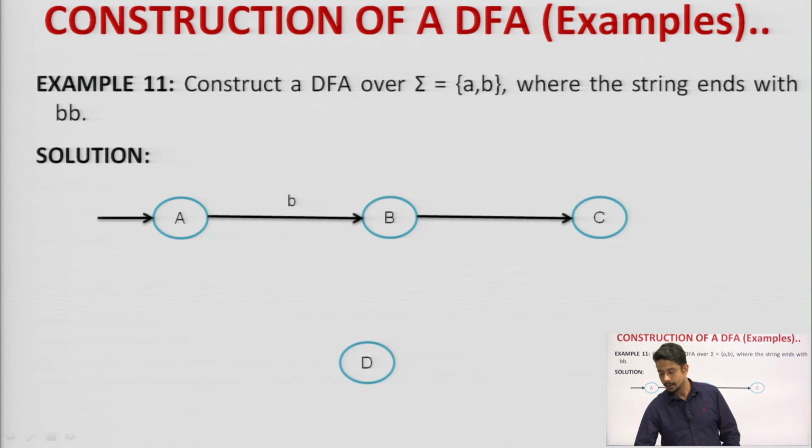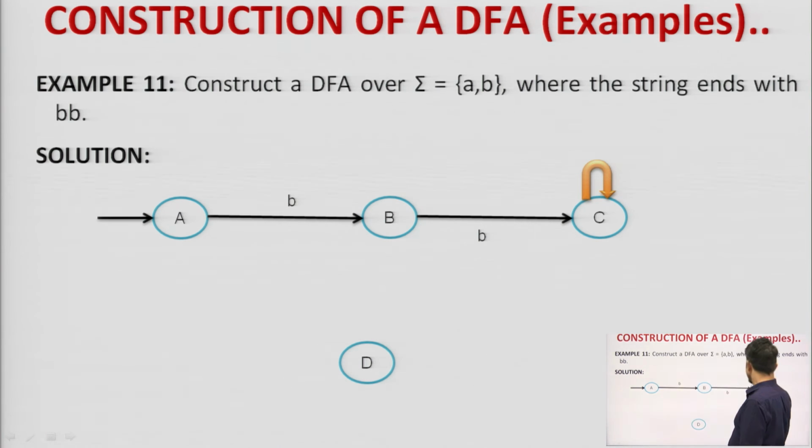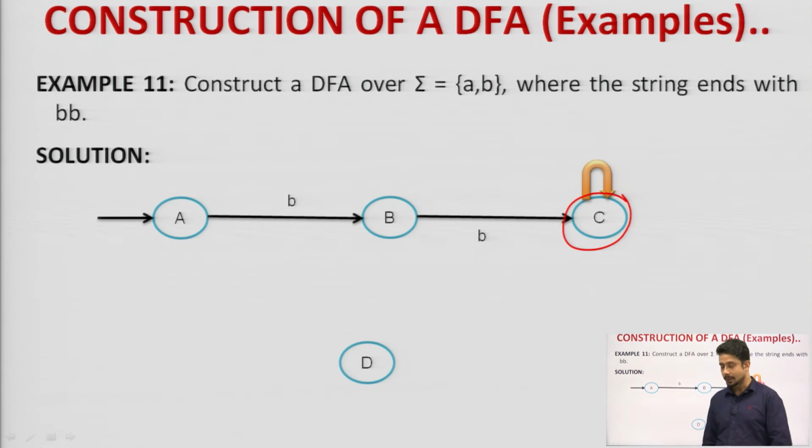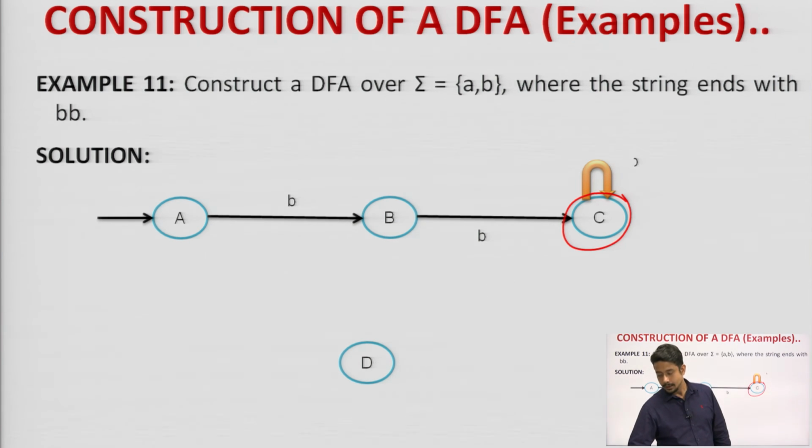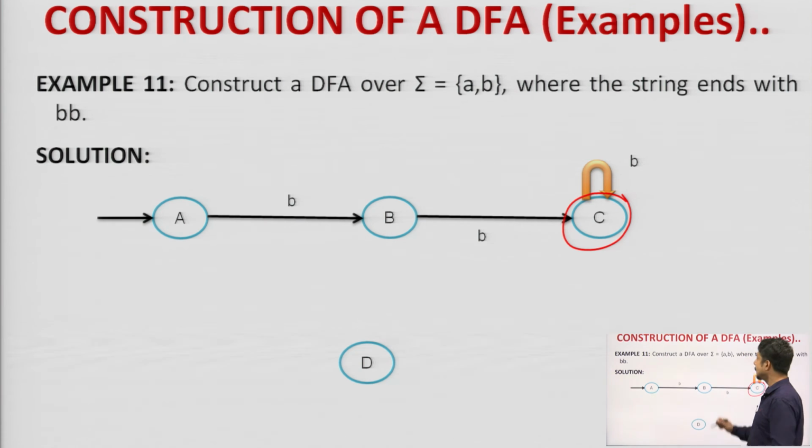From state A, I have taken B. From state B, I have taken again another transition for B. So, BB it has been, then definitely C should be the ending state. So, here also I have not mentioned. So, C will be the final state, right. And in C, can I take a self loop for B? I can take, because they are telling that ending with BB, correct. So, 2 B's should be there, it's happening.